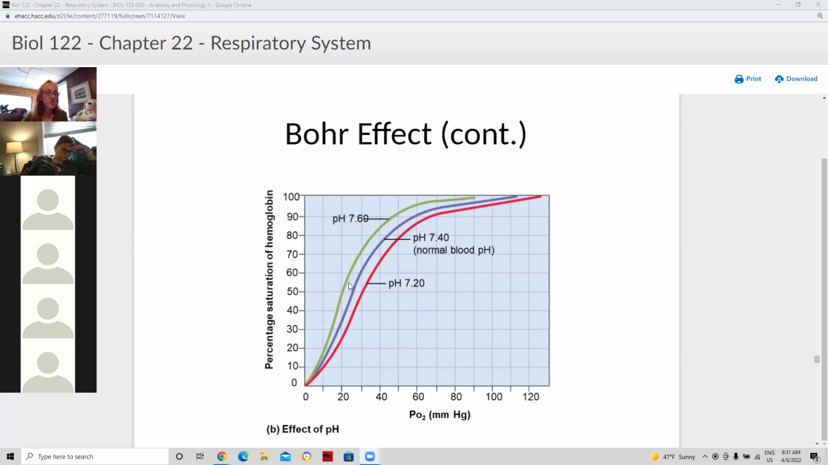If the curve shifts to the left, the oxygen is held on to more strongly by the hemoglobin. Questions?